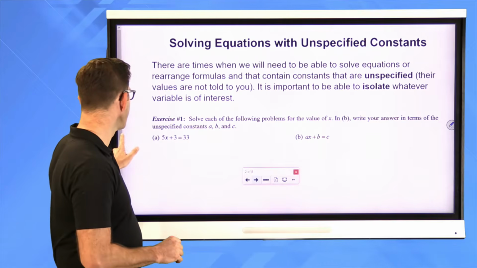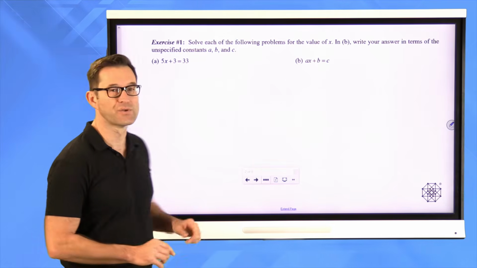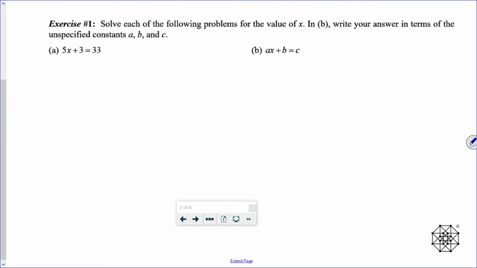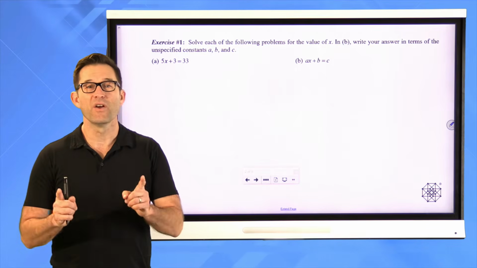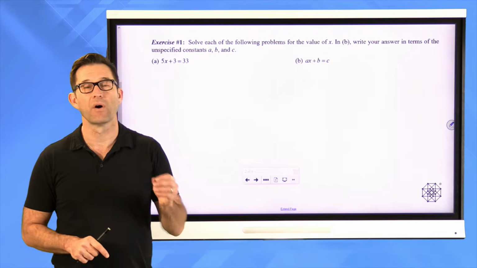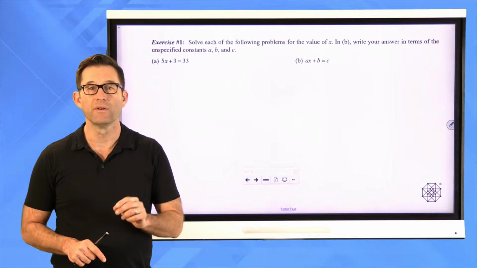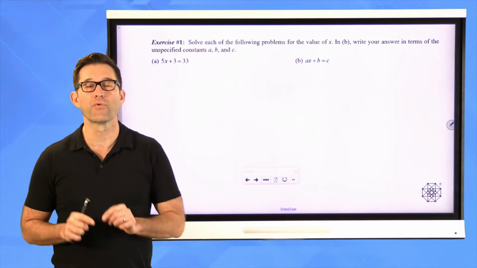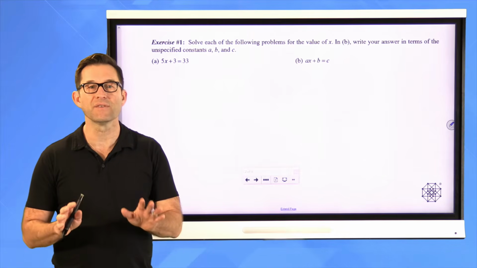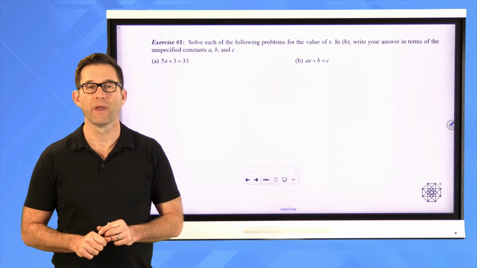Let's take a look at a simple example in exercise number 1. Solve each of the following problems for the value of x. In B, write your answer in terms of the unspecified constants a, b, and c. All right, great. There should be no need for me to go through how to solve letter A. What I'd like you to do is pause the video now and solve letter A, and then we're going to go through letter B in exactly the same way. Pause the video now.